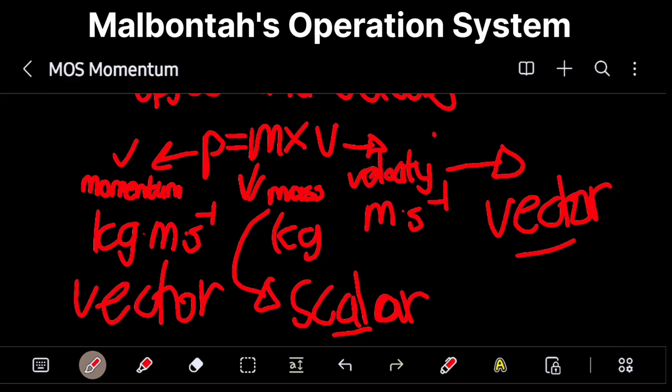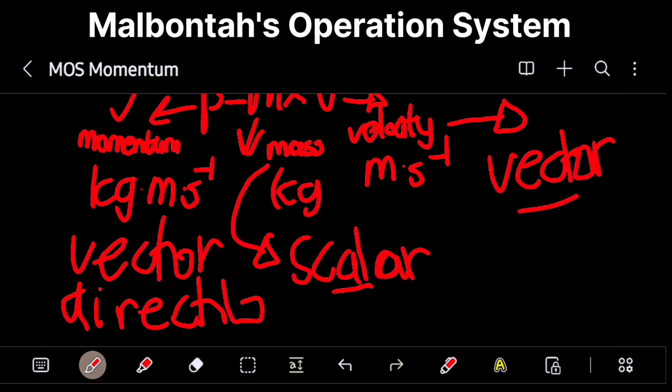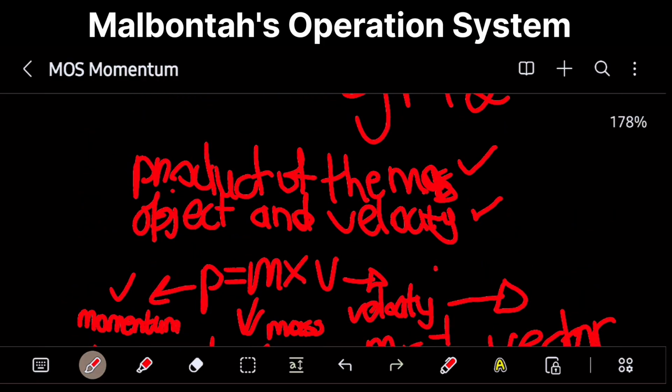So we are simply saying momentum is a vector, and we are required to include its direction. We are always required to include the direction unless otherwise stated. Likewise for velocity, we are required to include the direction unless otherwise stated.